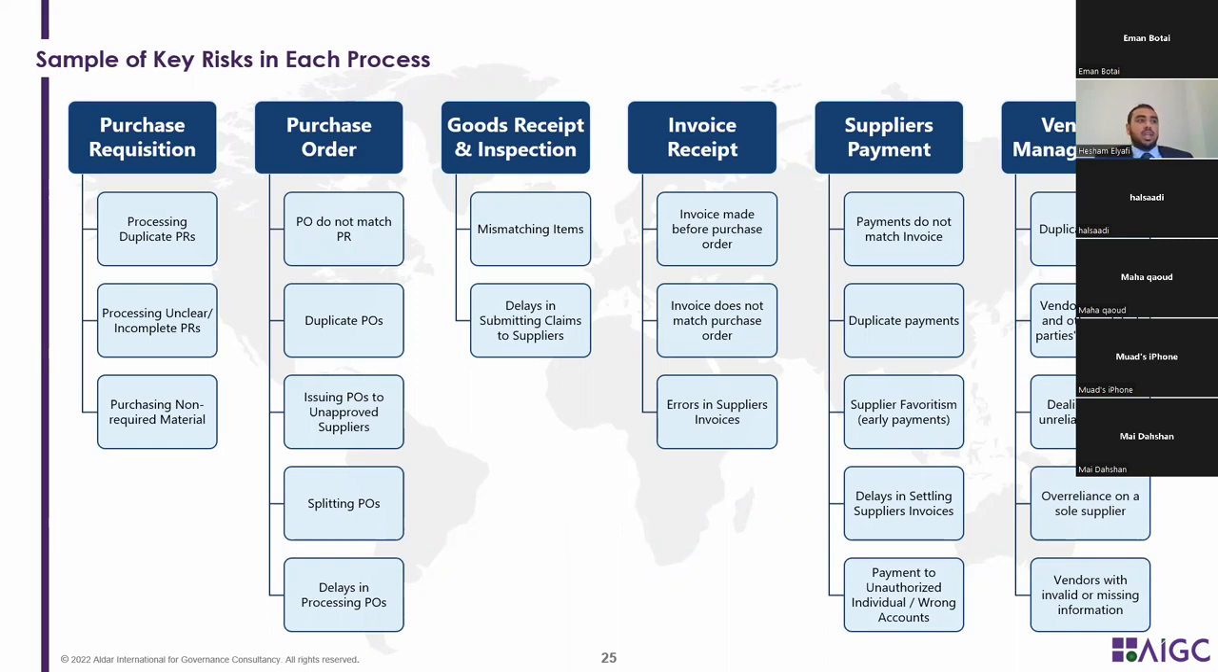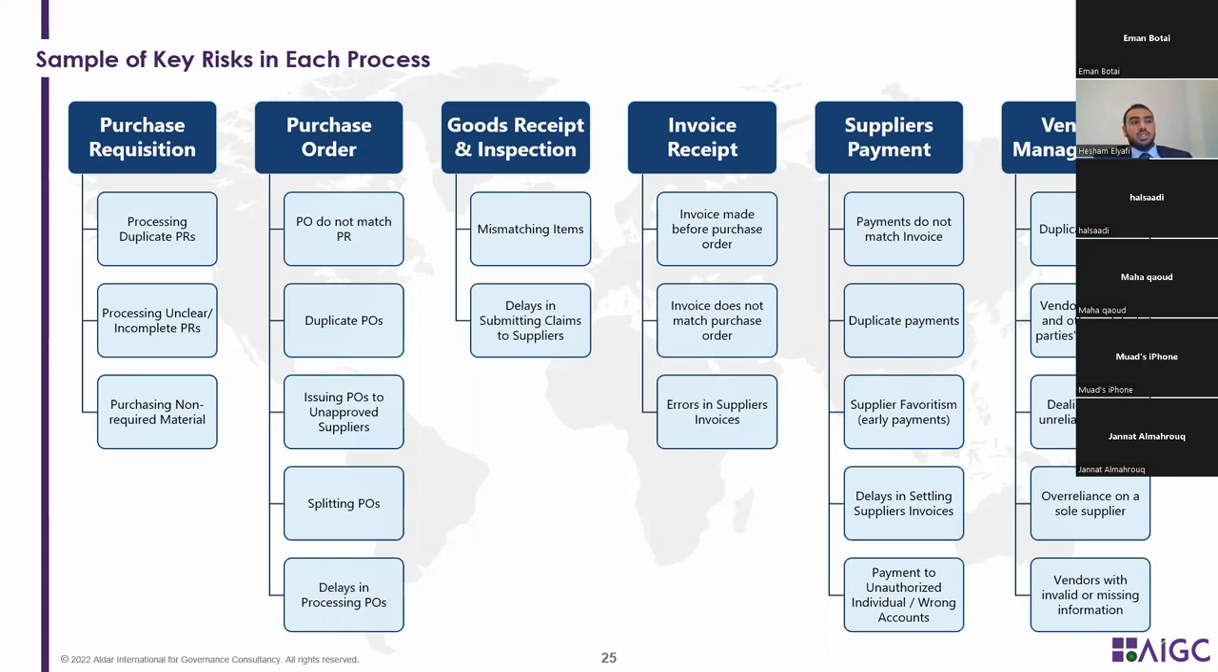In the PO cycle, maybe we have POs that do not match the PRs, duplicate POs, issuing POs to unapproved suppliers, splitting POs, so dividing one PO into multiple POs to override certain limits, delays in processing the POs, and here we're talking a little bit about inefficiencies of operation.